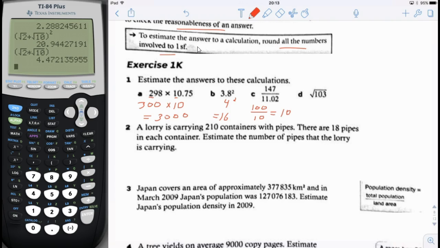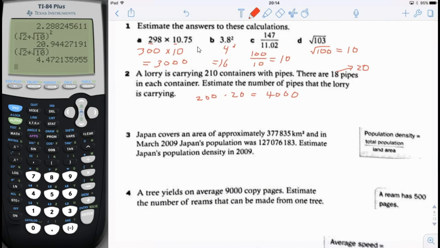Square root of 103. So that would be square root of 100 or 200? It'd be square root of 100, right? Square root of 100 is 10. All right. A lorry is carrying 200 containers with pipes. There are 18 pipes in each container. Estimate the number of pipes the lorry is carrying. So that's 210 containers, which would be 200 containers. 18 pipes in each container would be rounded to 20. So it would be 200 times 20, so it would be 4,000.